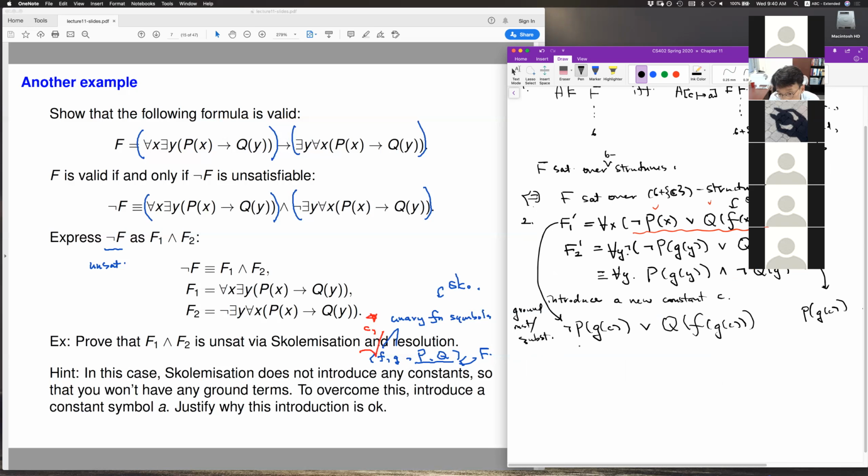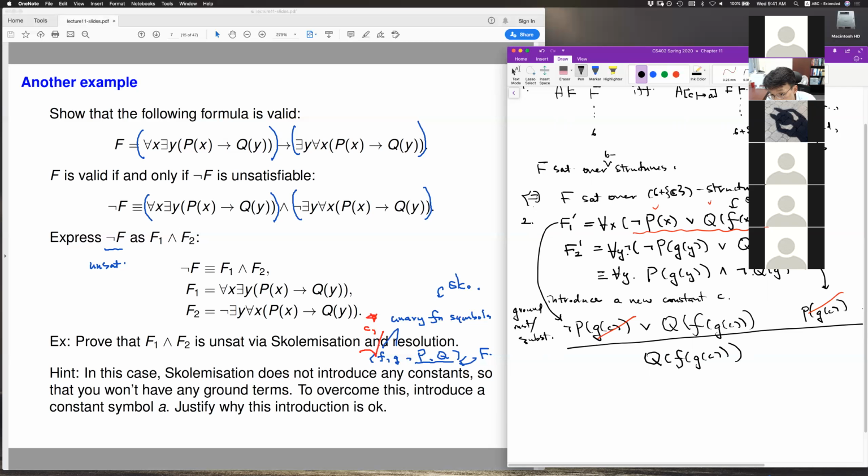Now we apply the resolution. Resolution says that if we have two clauses, each a disjunction of atomic formulas, a disjunction of literals, and one is positive and one is negative, they cancel each other. So the remaining part is q of f of g of c.